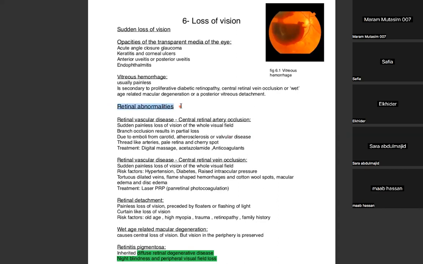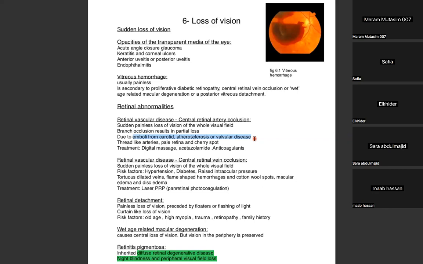There's also retinal abnormalities. Anything that affects the retina will result in loss of vision because the retina is the part that's receiving the vision signals, right? So we have retinal vascular disease. Retinal vascular disease could be an issue in the artery, or an issue in the vein. With the artery, there's sudden painless loss of vision in the whole visual field. Okay? So everything gets black. If a branch occlusion happens, there will be loss of vision in only parts. What happens here is an emboli or atherosclerosis or valvular disease. So it's similar to the idea of getting a heart attack, for example. There's a blockage in the retinal artery.